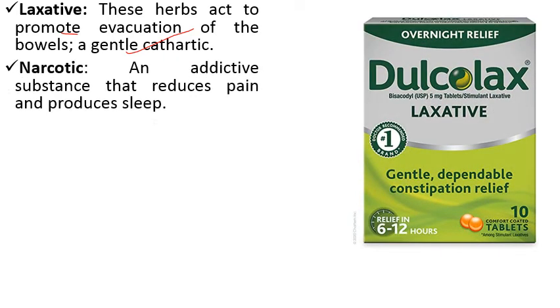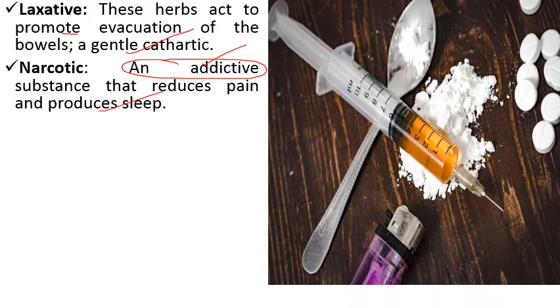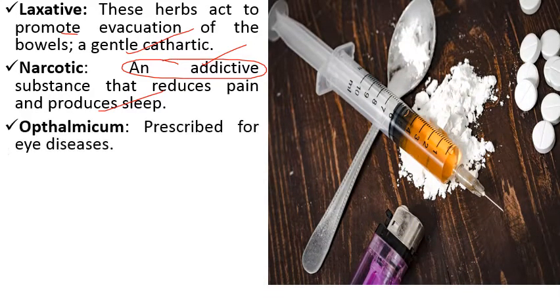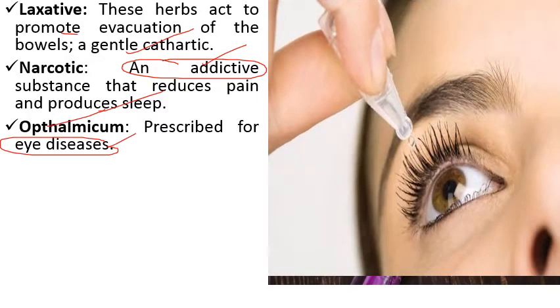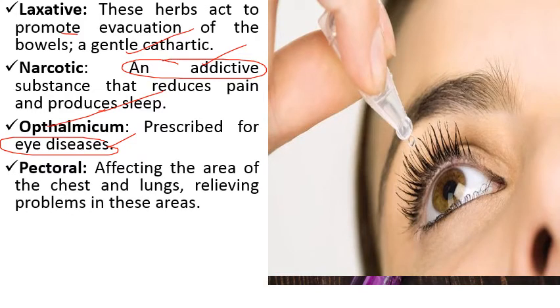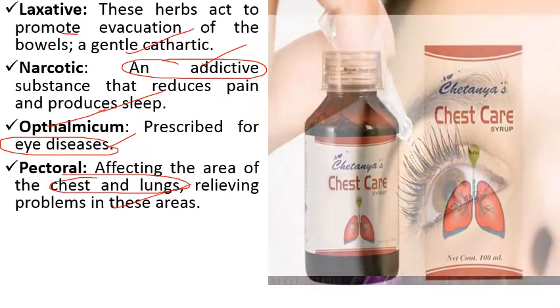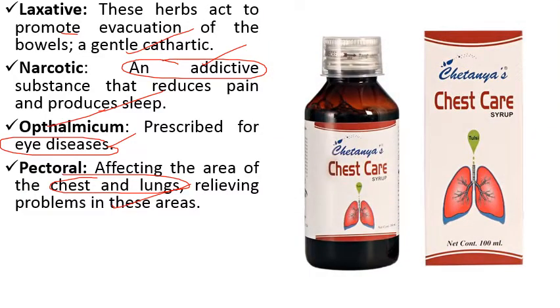Then next comes narcotic. So an addictive. So these are the drugs which are habit forming. These substances reduce pain and produce sleep. Sedative also. Like we have morphine, codeine. Then ophthalmicum, as the name indicates, so these chemicals are related to eyes. So these are prescribed for eye disease. So the medicines used to treat eye disease are commonly termed as ophthalmicum. Then next comes pectoral. So these are the medicines which help in relieving the pain of chest and lung area. So relieving the problems of these areas. So these are known as pectorals.